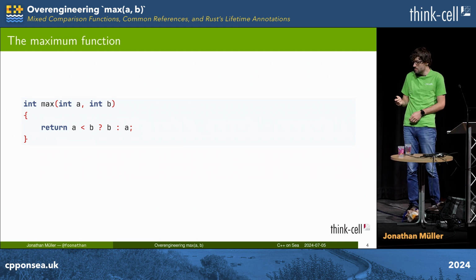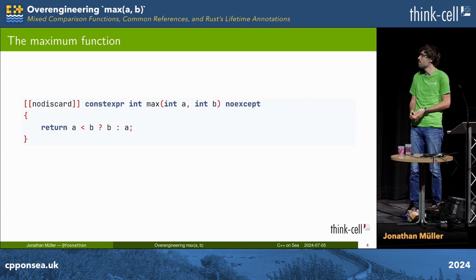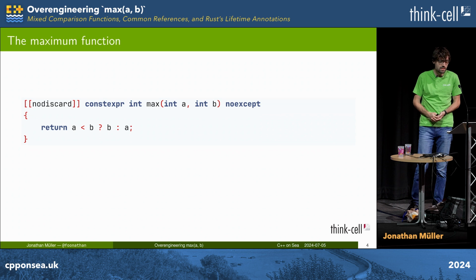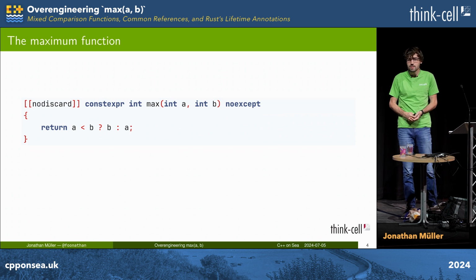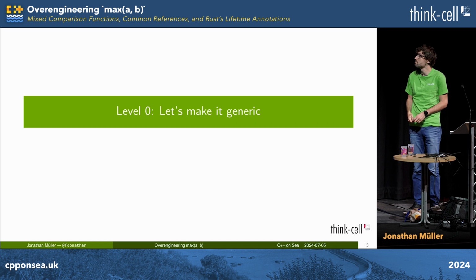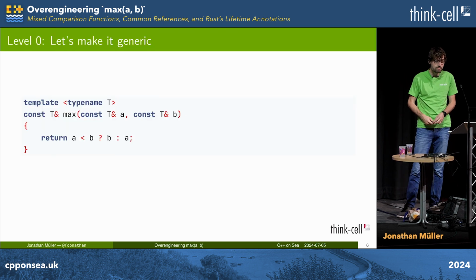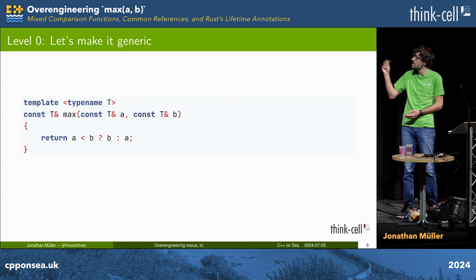Of course, we're not quite done. We need to do all these fancy annotations. It's nodiscard, it's const but it's noexcept. But let's ignore those, otherwise the code wouldn't fit on the slide. So of course, this is a talk about C++, so this isn't good enough. Let's make it generic. It's very easy. Just write a template typename T, replace all the ints with Ts, and do the implementation.